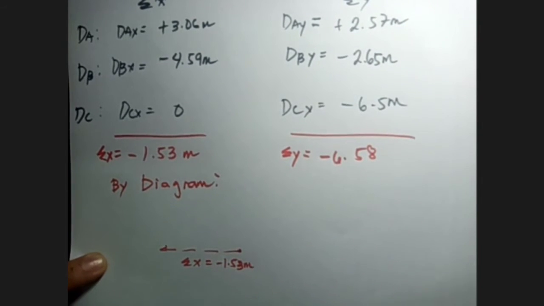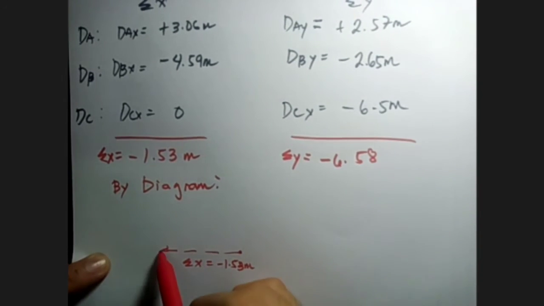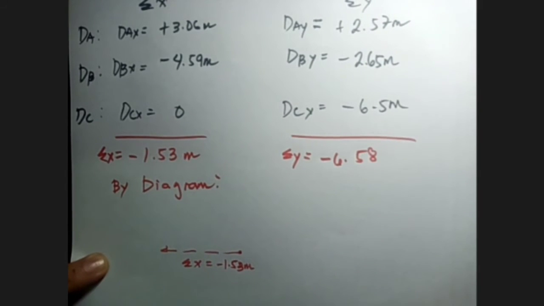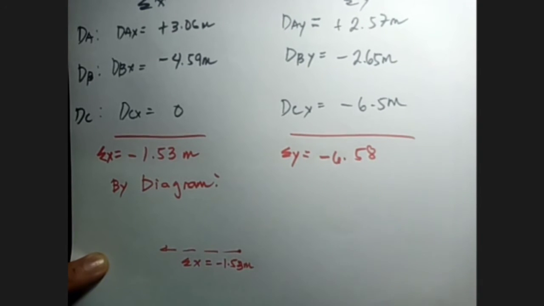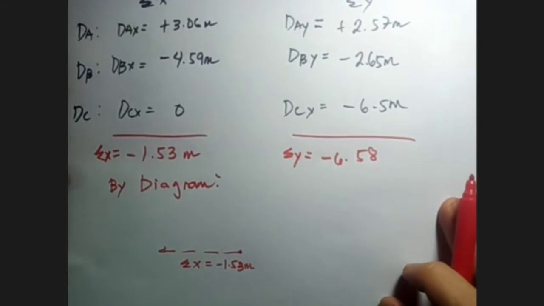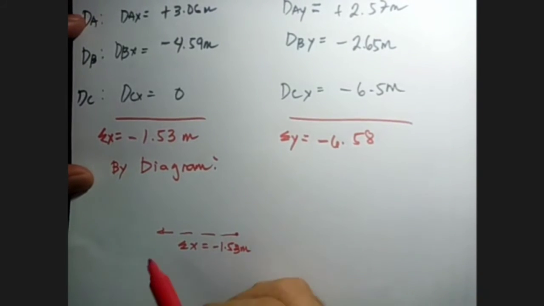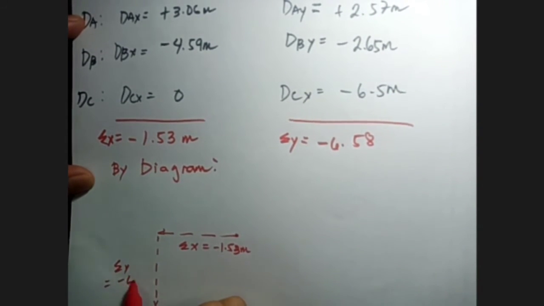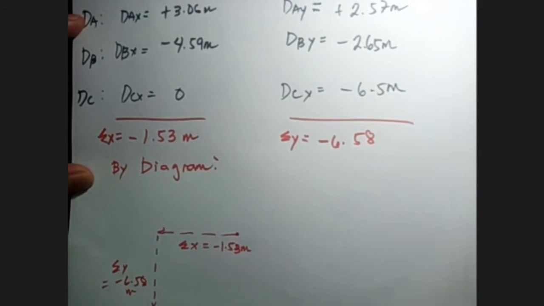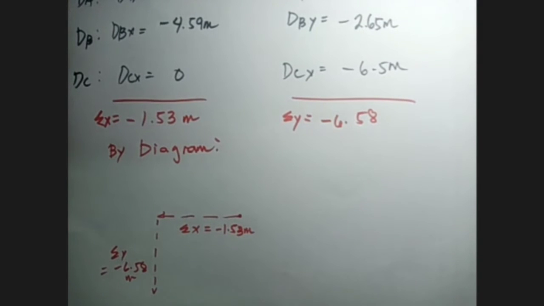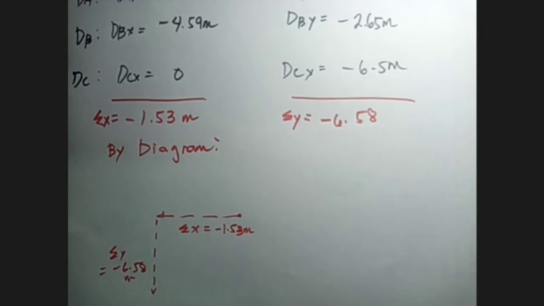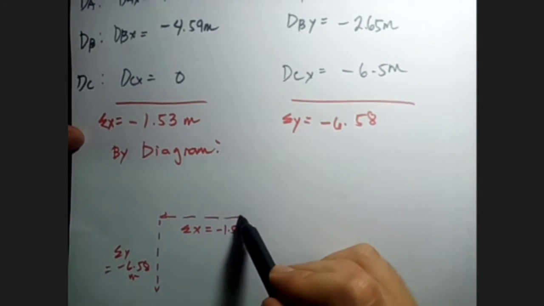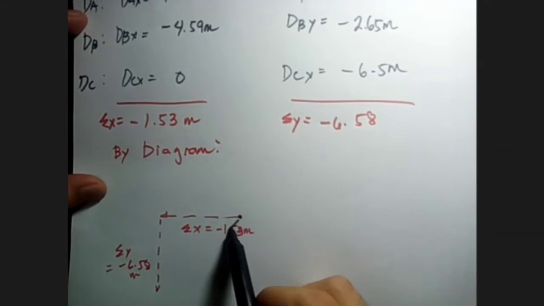Pero kung halimbawa positive yan, hindi ibig sabihin papunta sa right. And then continue lang natin ito. We have summation of y going downward since it is negative. So suppose this is summation of y equivalent to negative 6.58 meters. Now we have the resultant vector looking like this, from initial point to final point. Something like that.